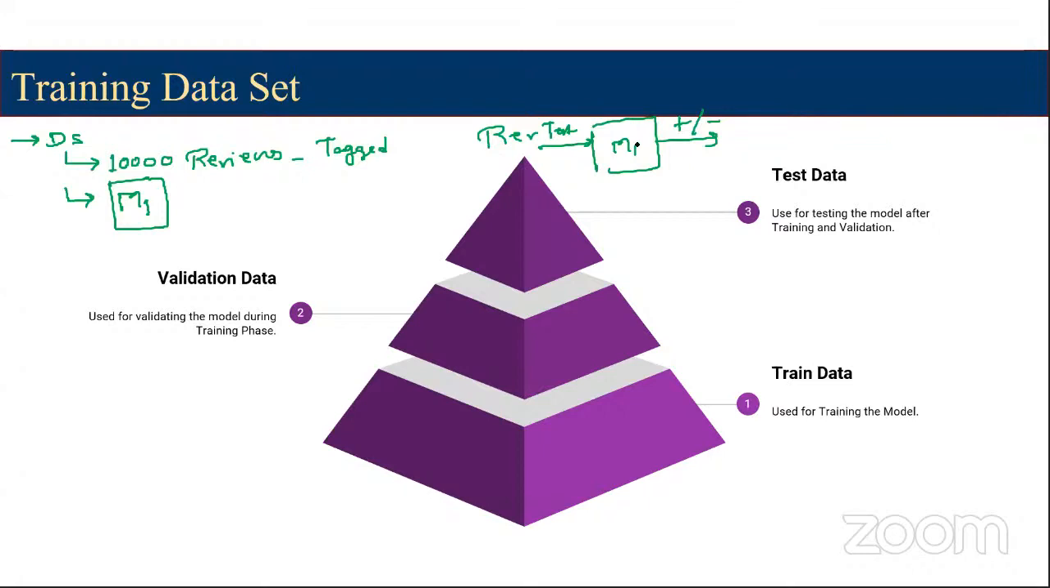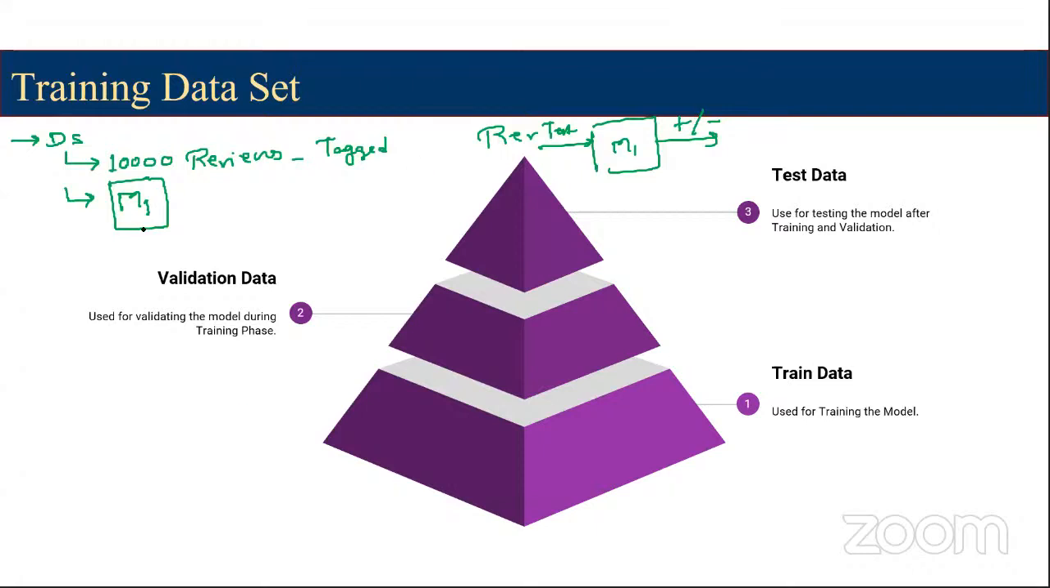What exactly is happening inside M1 is something which we will discuss later. Actually, this course is all about the algorithms which can be used, right? But as of now, let's assume that this machine learning model M1 is a black box which receives review text as input and predicts sentiment, which is positive or negative.